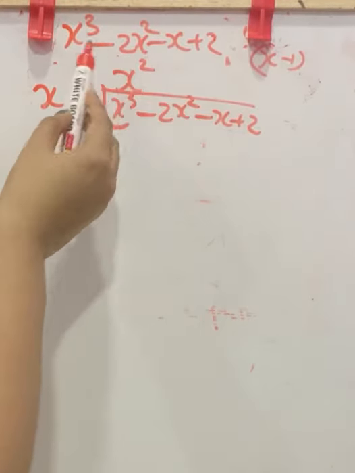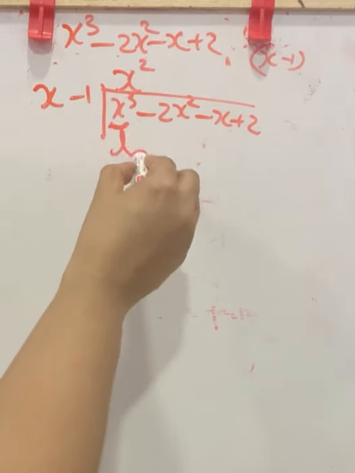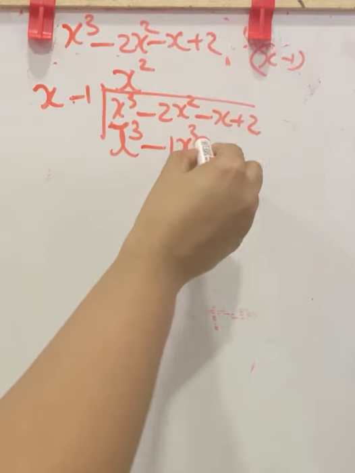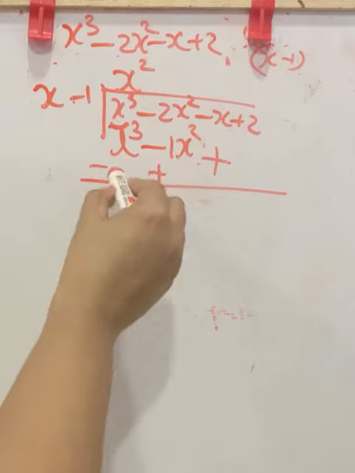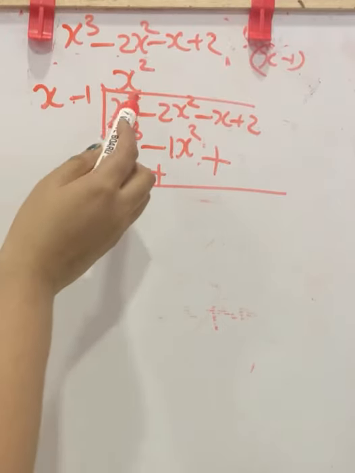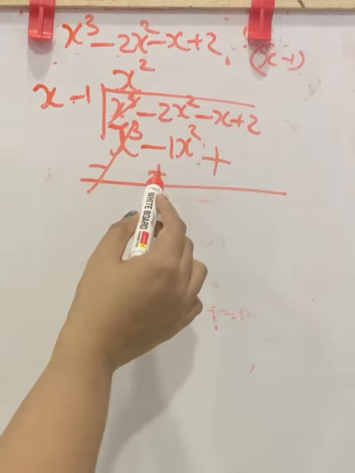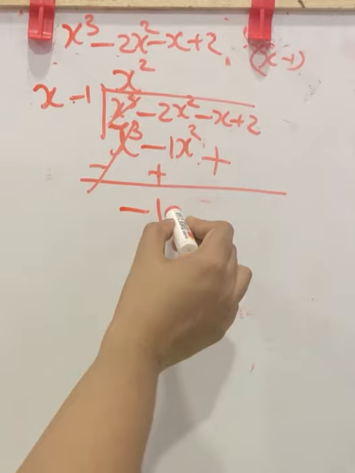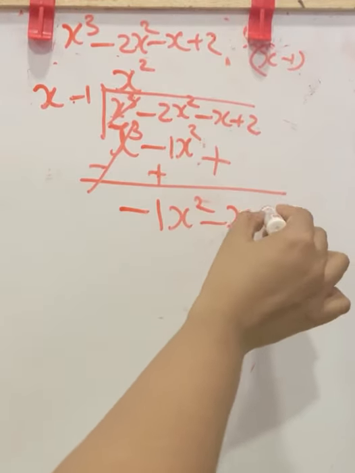Next is to multiply each term with x square. X square into x is x cube. X square into minus 1 is minus 1x square. Now subtraction, make it addition, change the signs. This will be cancelled because plus x cube and minus x cube get cancelled. Now minus 2x square and plus 1x square. Minus 2 and plus 1 is minus 1x square. Now carry down this minus x and plus 2.